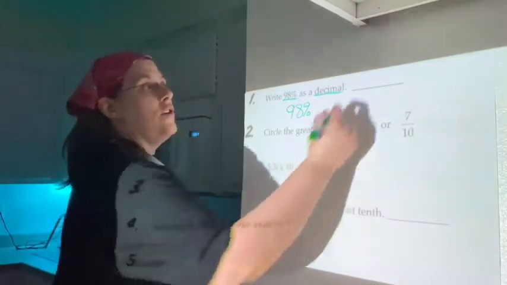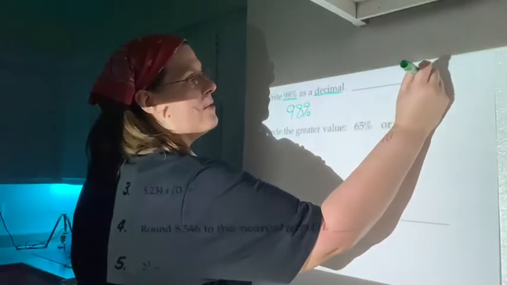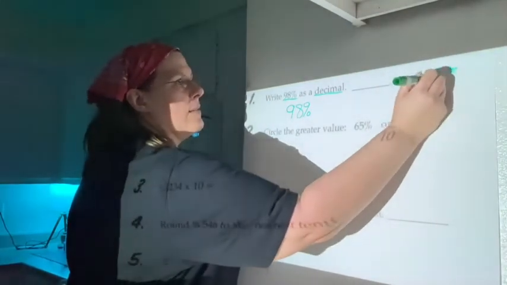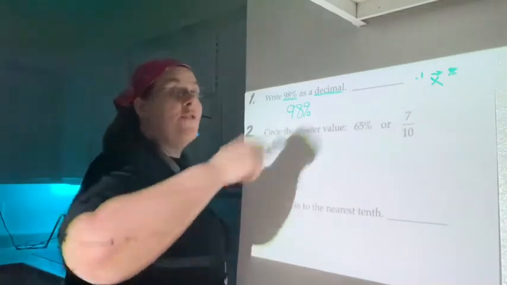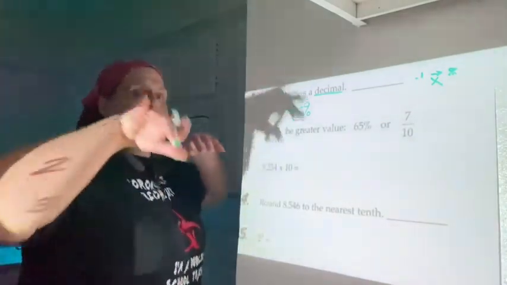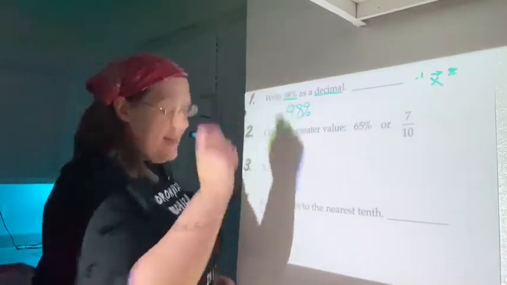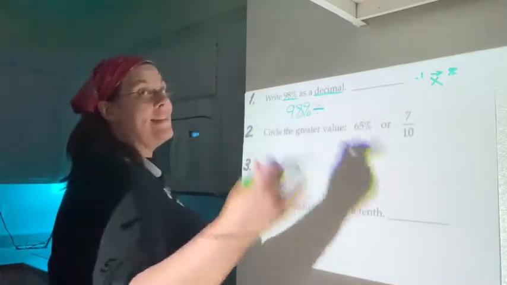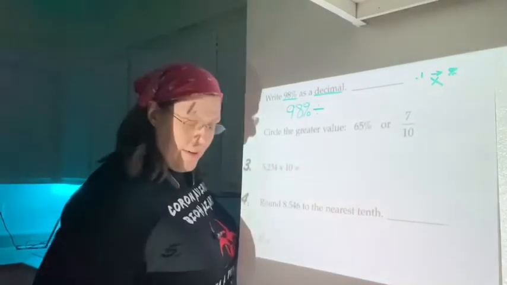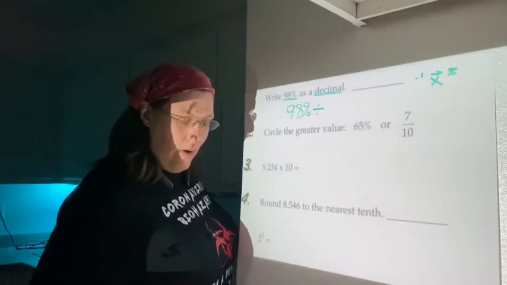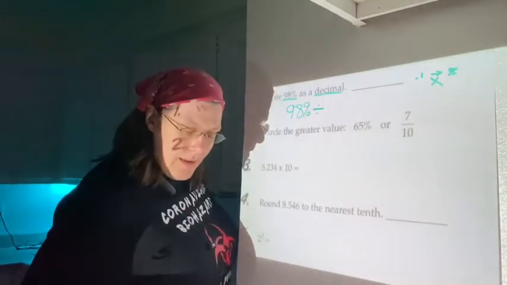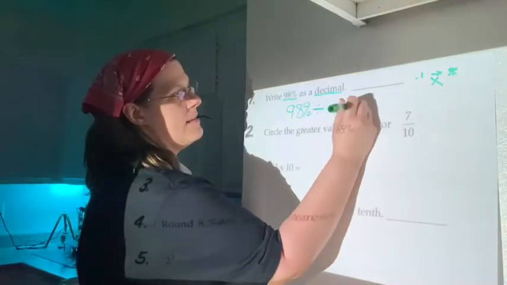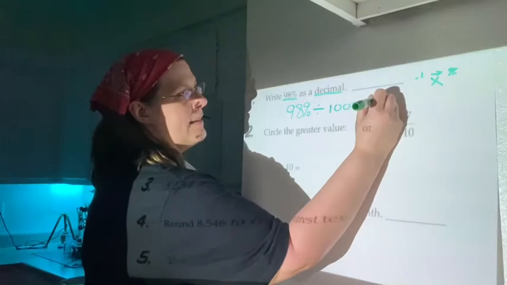If you have a decimal and you're going to make it into a percent, you got to times. If you have a percent and you're going to make it into a decimal, you got to divide. So we're going to take 98 and divide that. If we had to times it by 100, then we have to divide by 100. And the answer from PhotoMath is 0.98.